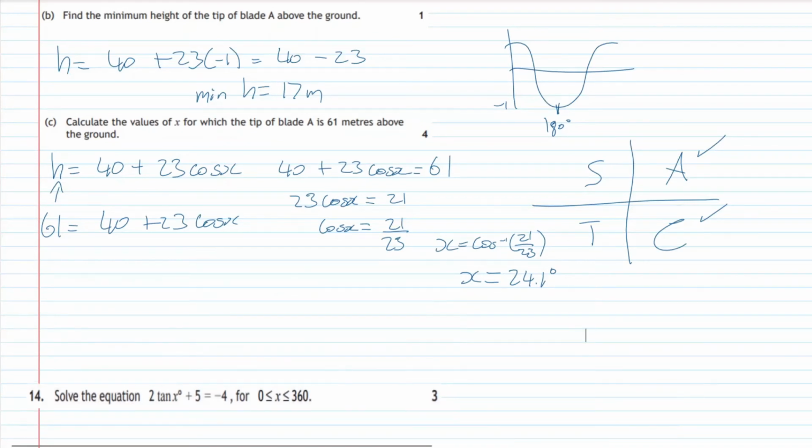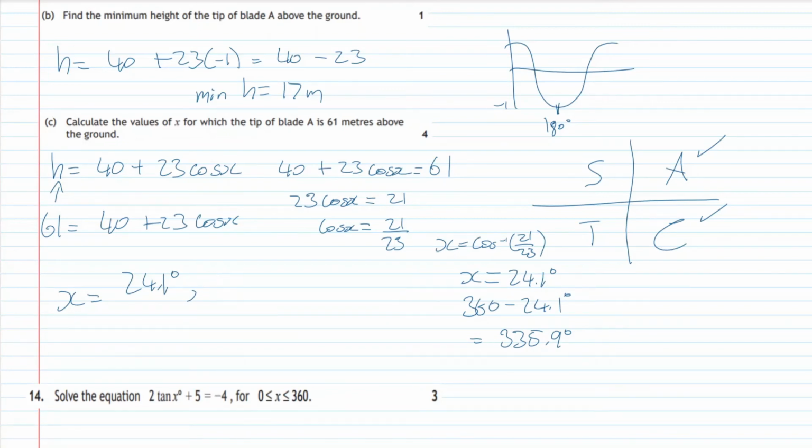And the second answer, we just do 360 minus our first answer, and pop that in the calculator just to make sure you don't make any small arithmetic mistakes. And that comes out to be 335.9 degrees. And we'll just write out both our answers to make it explicitly clear which answers they are.